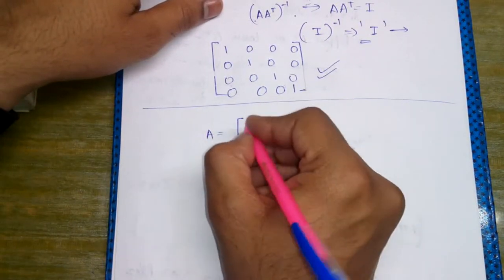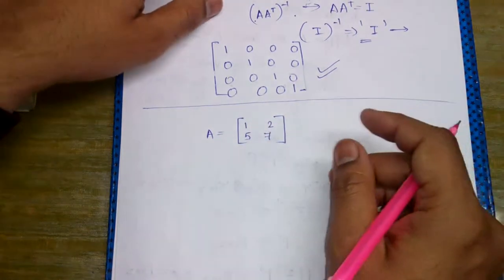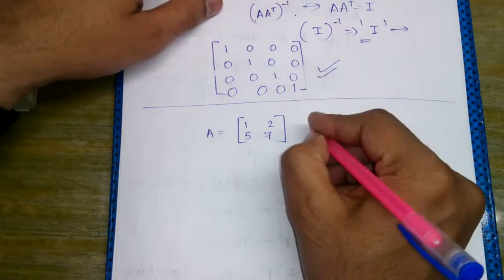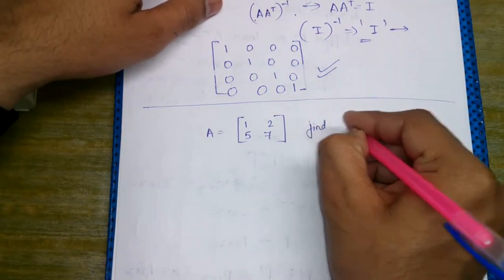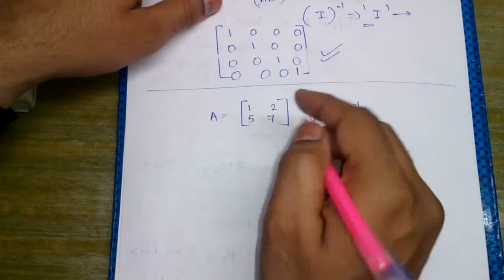It has been given as 1, 2, 5, 7. Okay, we have been given 1, 2, 5 and 7, and we have to find A inverse. So I will tell you the shortcut of solving this.